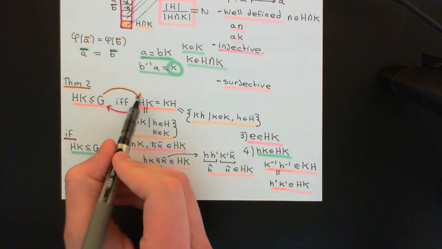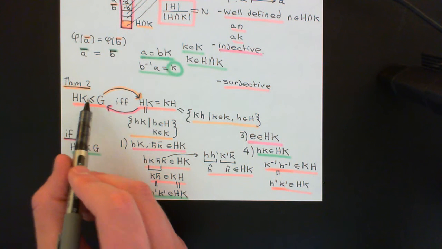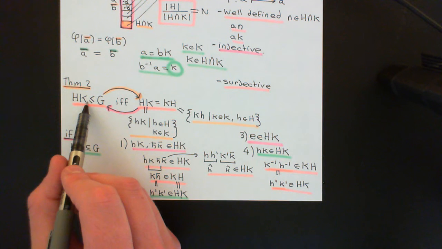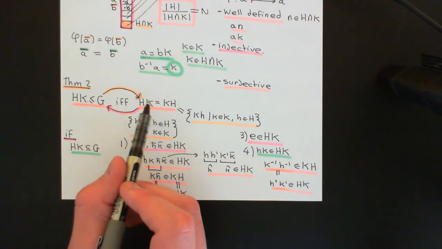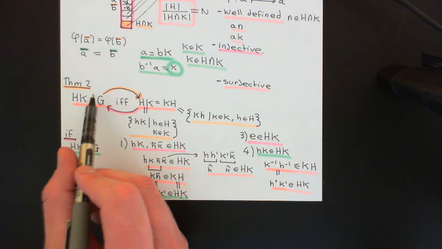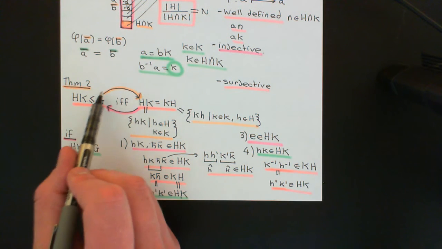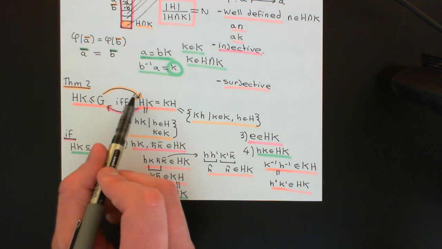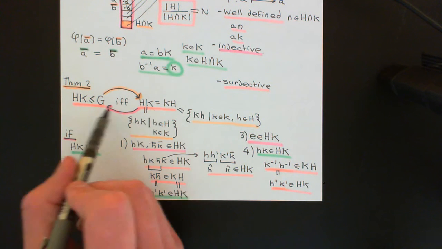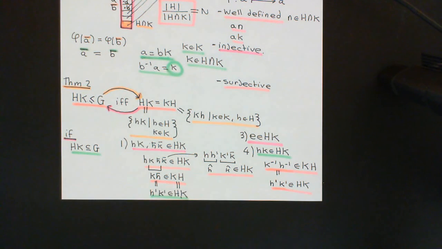Okay, so I need to prove this arrow, because if this arrow is true, i.e. whenever this is true, it implies this is true, then it must be the case that the only way for this to be true is if this is true. Because if this wasn't true and this was true, you derive a contradiction, because this being true implies this is true.